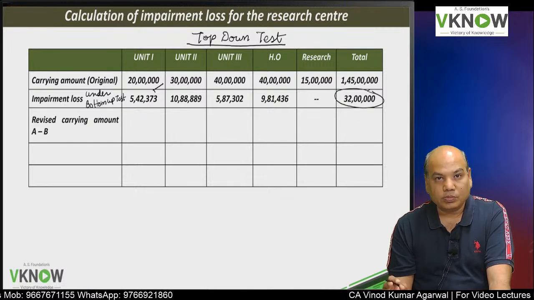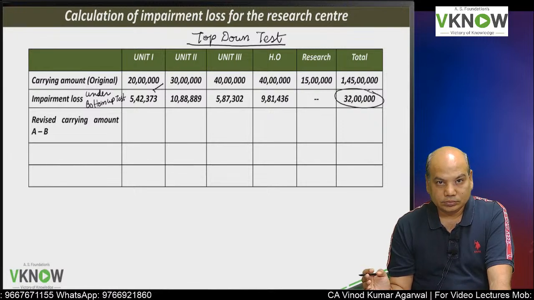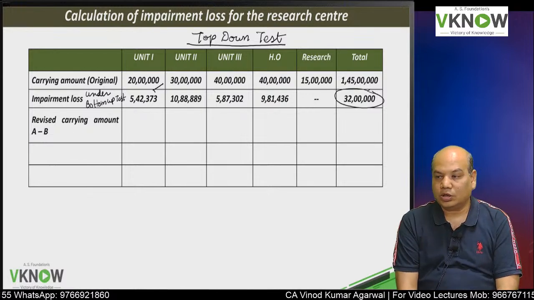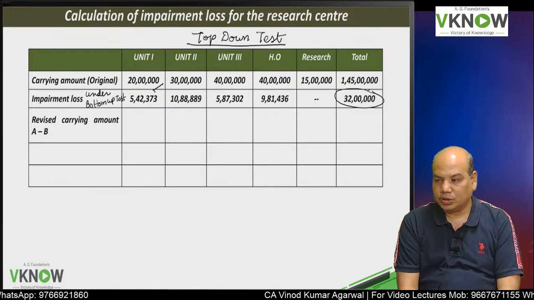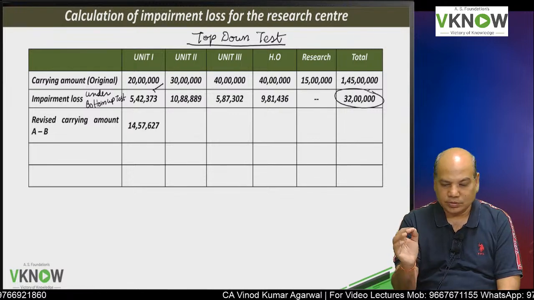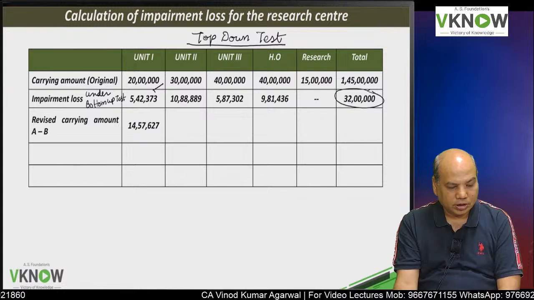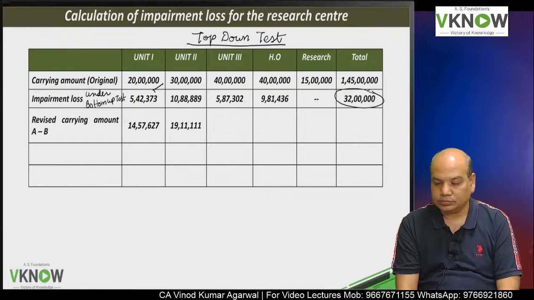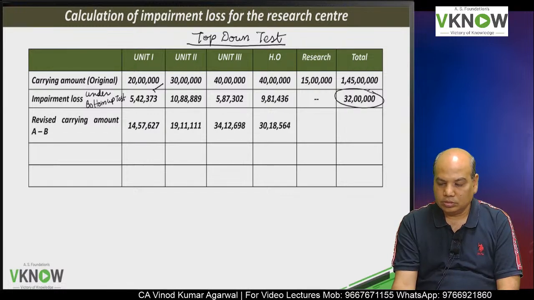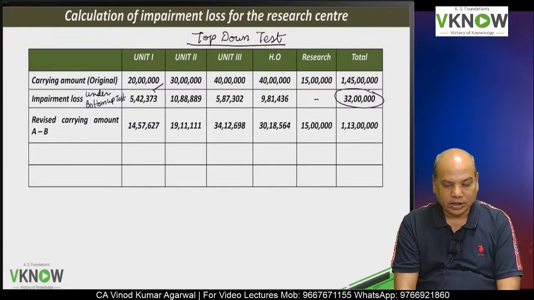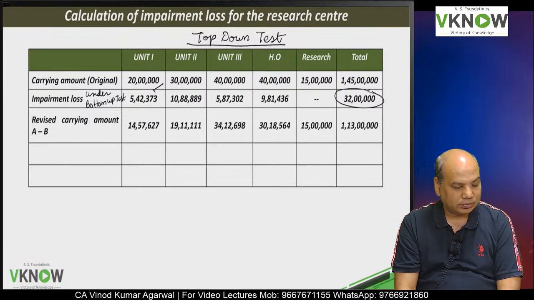After you have performed the bottom-up test, now you perform the top-down test, but first find out the revised carrying amount, A minus B. Take your calculator and solve on your own. So that comes to 1 crore 13 lakh.